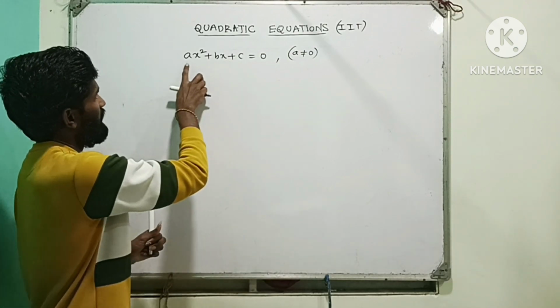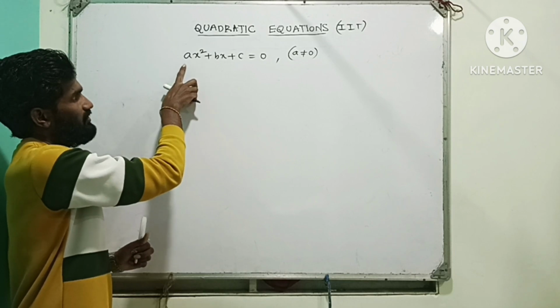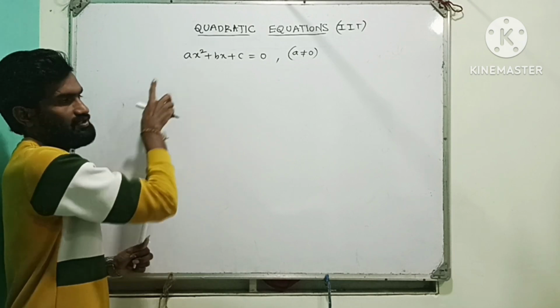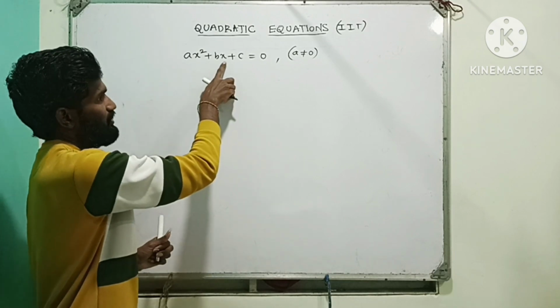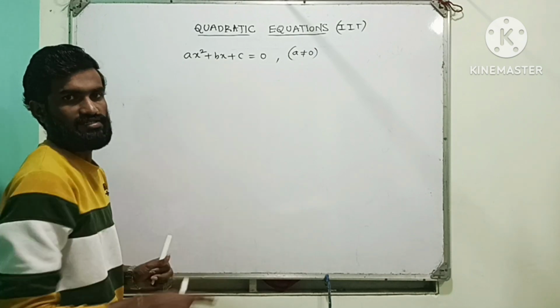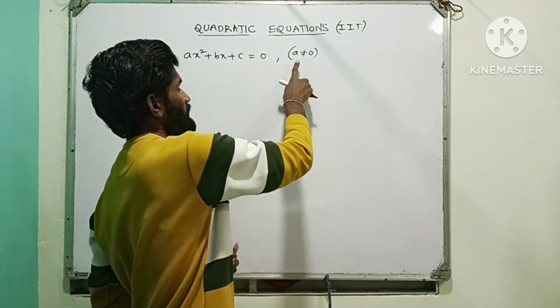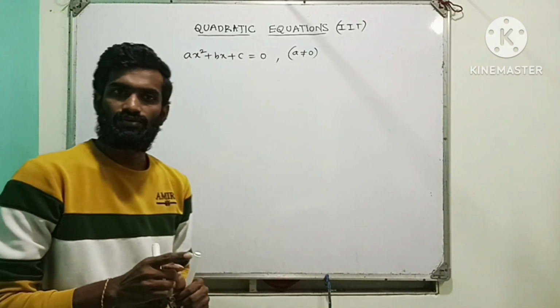Here a is the coefficient of x square, b is the coefficient of x, and c is the constant term. Here a should not be equal to 0.